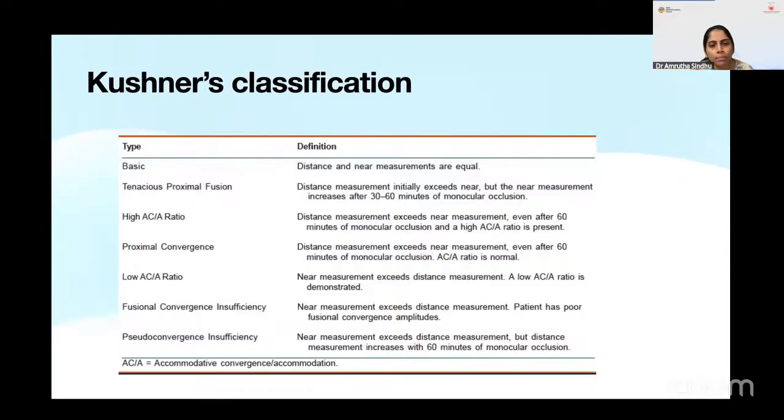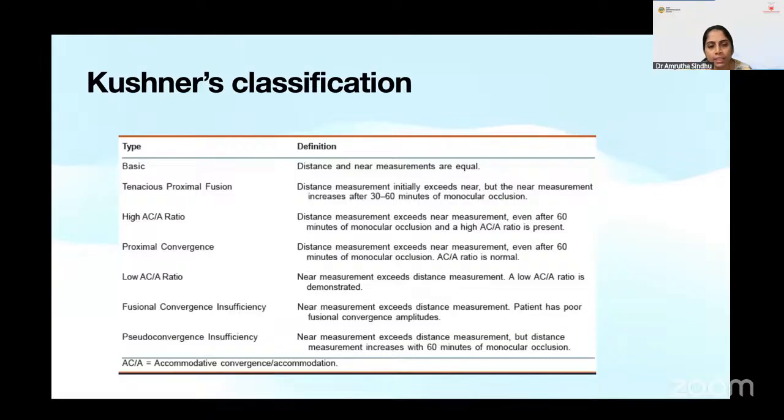So usually in the basic type in Kushner's classification, distance and near measurements are equal. That is the same as in the previous classification. There is a condition called tenacious proximal fusion. Here it is similar to the pseudo divergence excess type. So it seems to be more for distance, but on monocular occlusion it becomes the basic type.